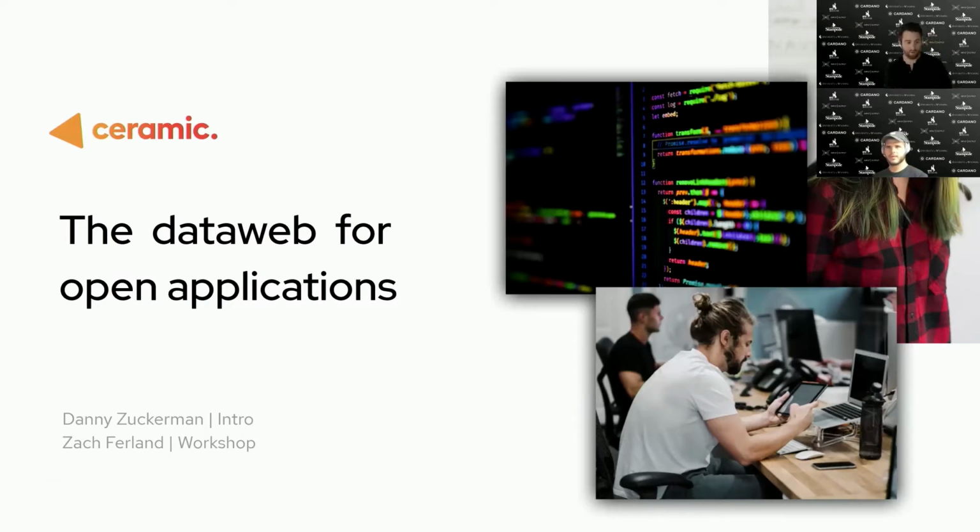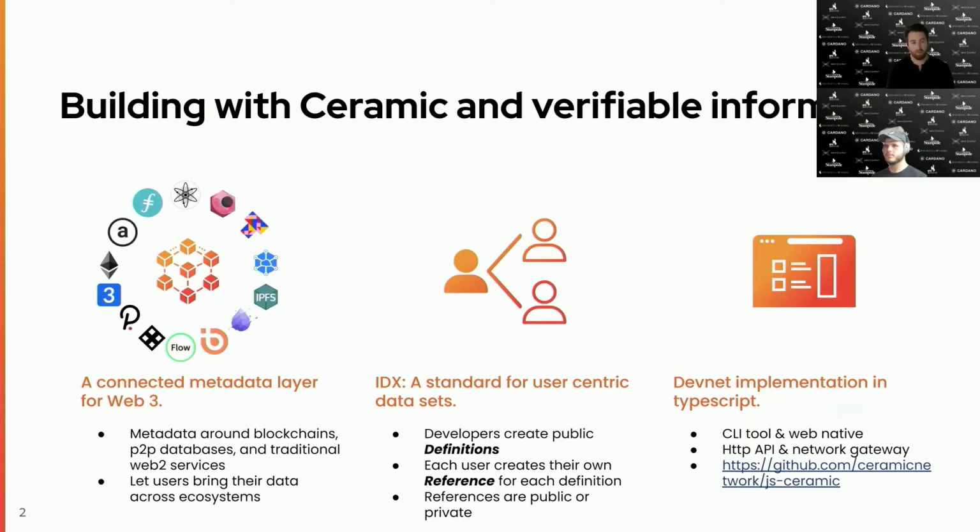So if databases are for private and more specific information, Ceramic Data Web is for open, verifiable information that's used between applications. And so building with it, we can talk about a few different layers today quite quickly. Ceramic itself provides a connected metadata layer for blockchain applications, blockchains, and Web3 generally.